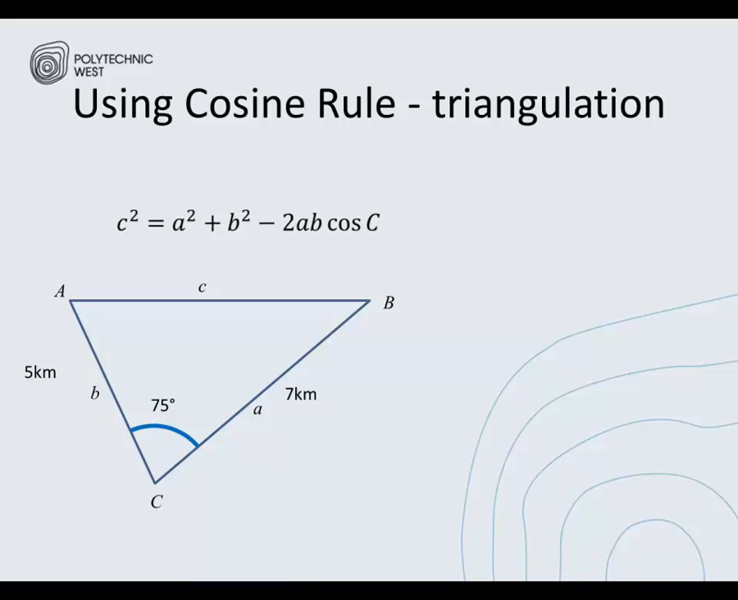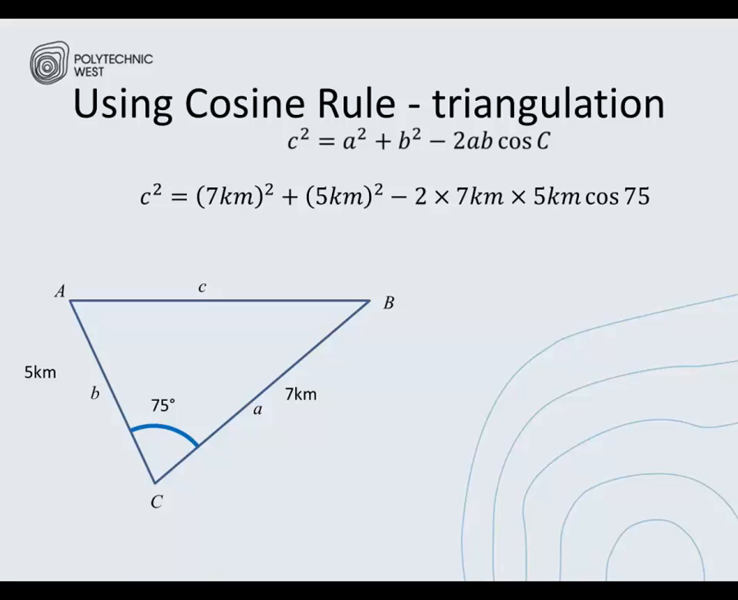So I'll make a bit of space, and then I'll substitute in some values. I know that b is 5, and I know that a is 7. And I know that the angle C is 75. So substituting in, I get c squared equals 7 kilometres squared plus 5 kilometres squared minus 2 times 7 kilometres times 5 kilometres times the cosine of 75.